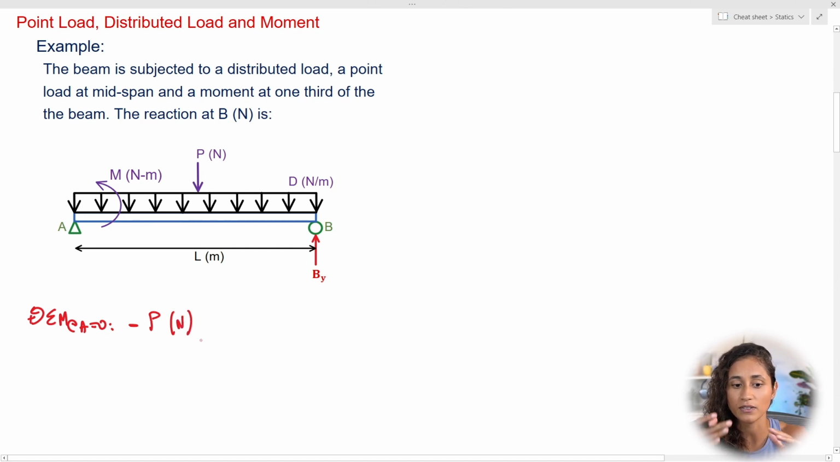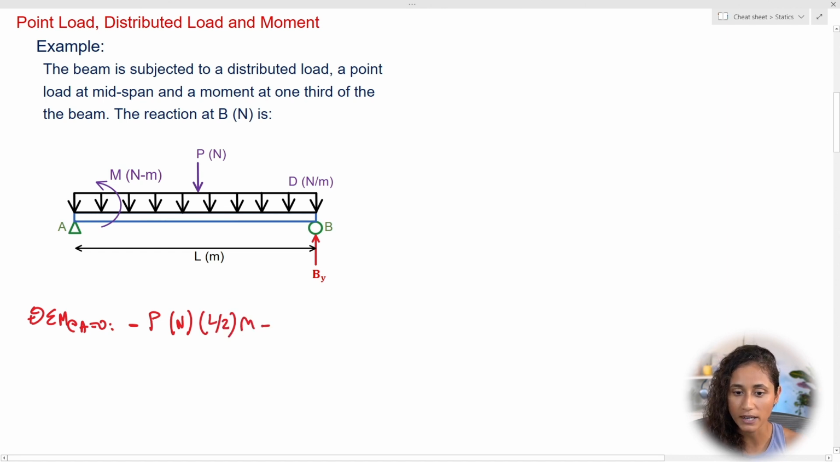Now note guys here that this is a moment equation, meaning that every single term in the equation should have a unit of force times length, right? Or newtons times meters. So here what we need to do is multiply P, which is the point load, which is the force, by the distance. Now, it was mentioned in the problem that this point load is applied at mid-span, so that distance is going to be L over 2, and it's going to have the units of meters.